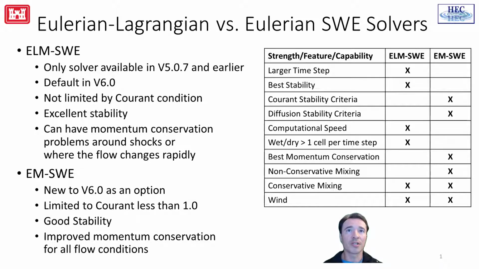Comparing the Eulerian Lagrangian and Eulerian shallow water equation solvers, the ELM solver was the only one available in 5.0.7 and earlier. It's the default solver in 6.0 for various reasons. It's not limited by the Courant condition, it has excellent stability, but it can have momentum conservation problems around shocks or where the flow changes rapidly. The EM solver is new in 6.0 as an option. Its Courant number is limited to less than 1, but it has very good stability and improved momentum conservation for all conditions. The table on the right shows a comparison of different strengths, features, and capabilities for the two solvers.